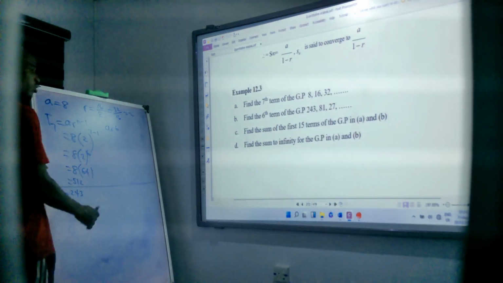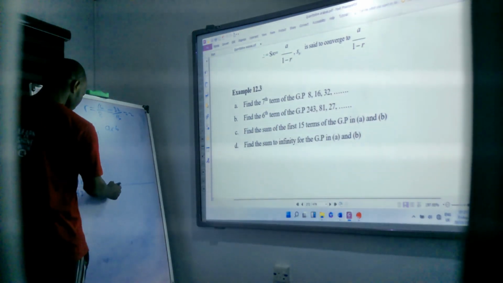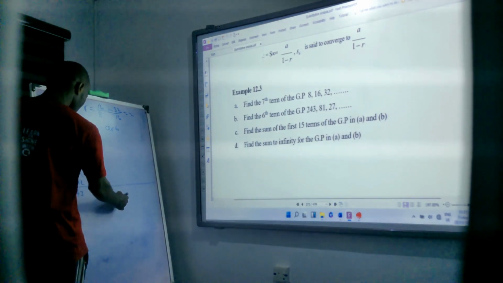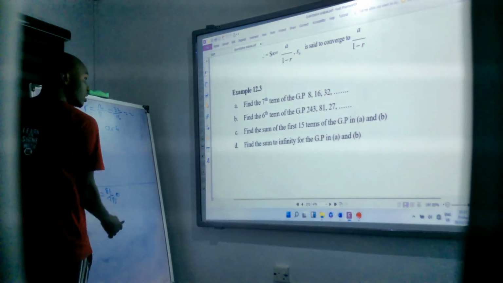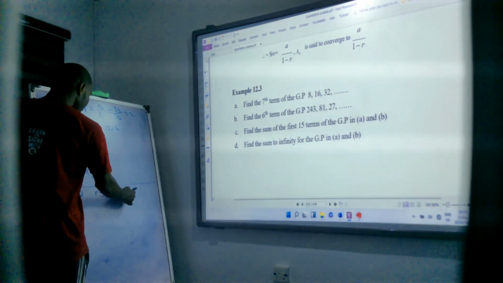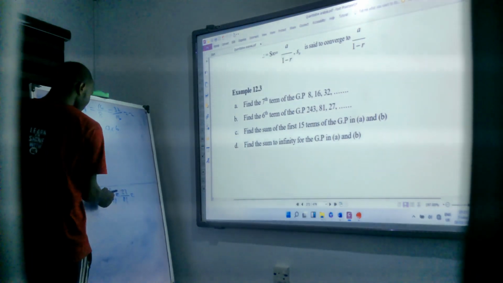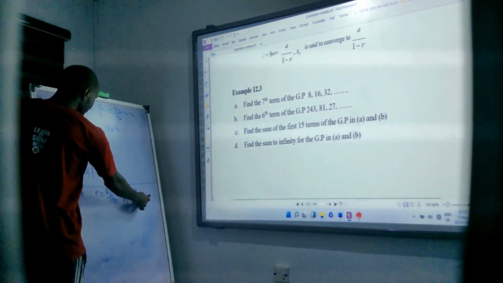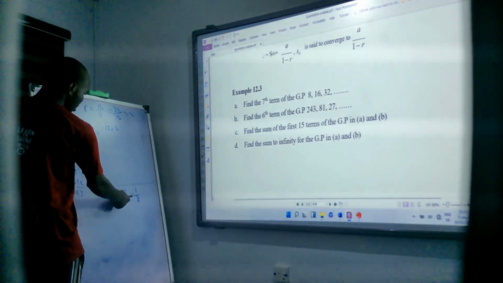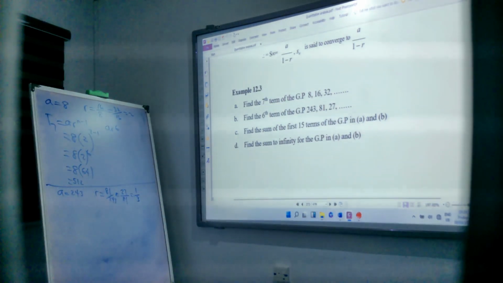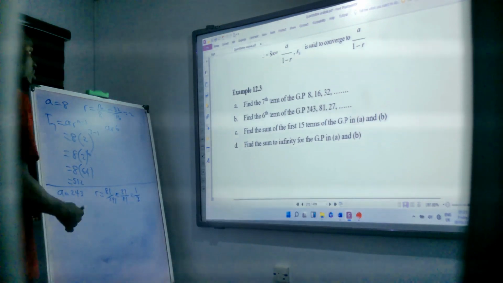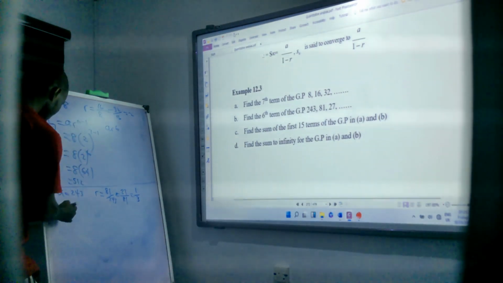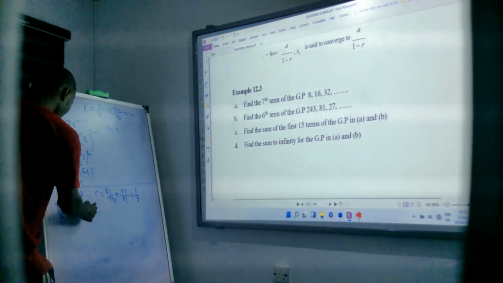Now this one said, find the 6th term of the GP. So what is the GP? The first term of the GP is 243. The common ratio R is 81 over 243, or we can say 27 divided by 81. 81 here is 1, 81 here is actually 3. 27 here is 1, 27 here is 3. So 1 over 3 is the common ratio.